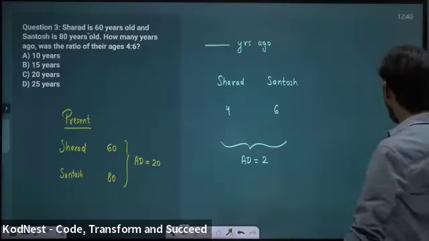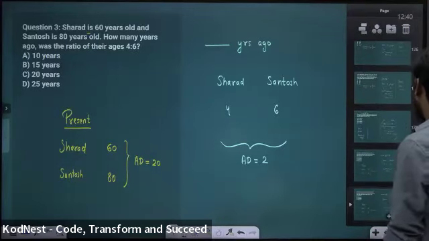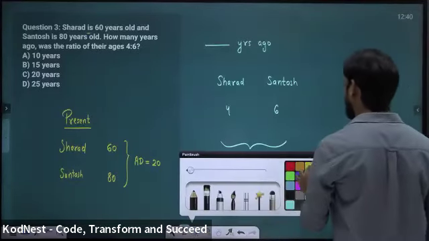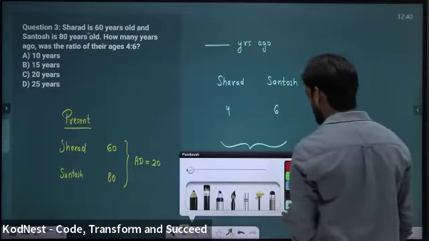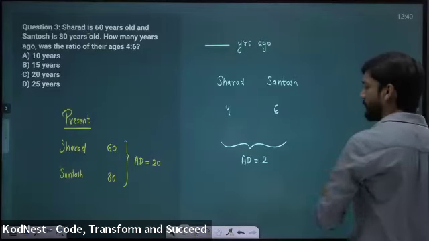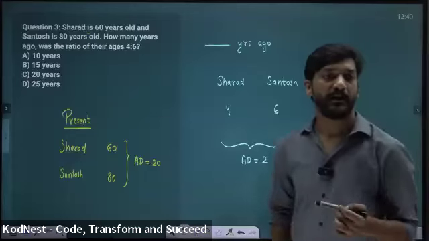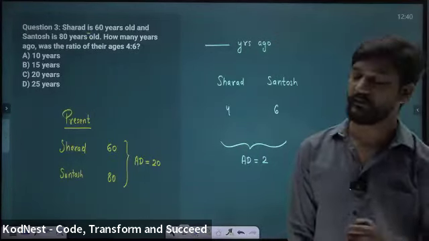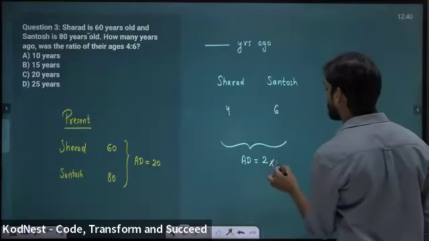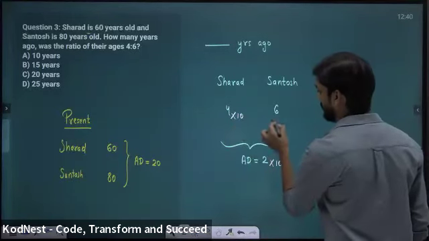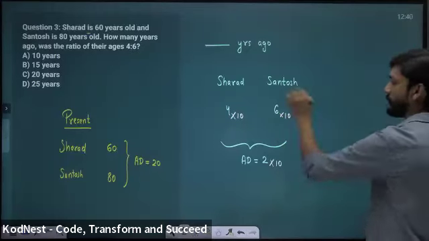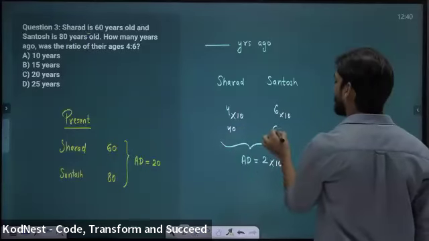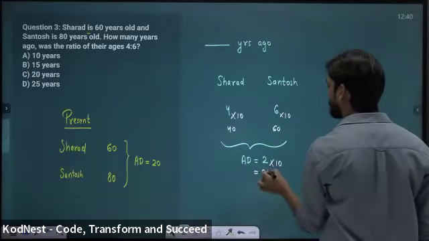Now two approaches are there. One approach is, if we answer, what age difference do you want? 20. So what should you multiply to get 20? 10. Okay, so 10. So these are the right values. This is 40, this is 60, and this is 20.